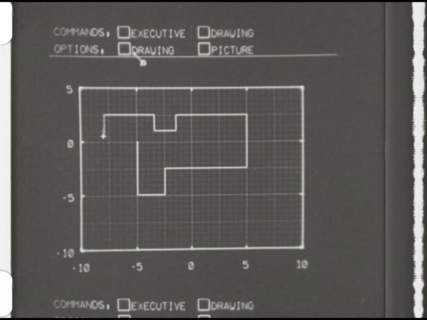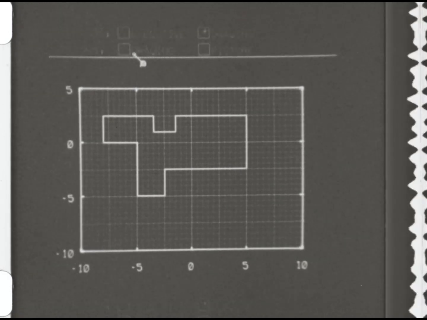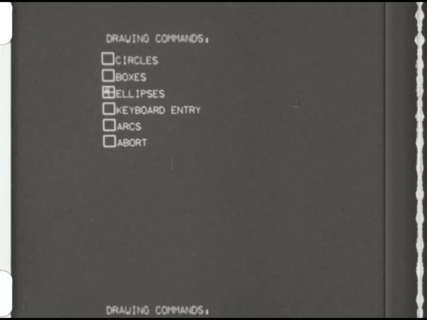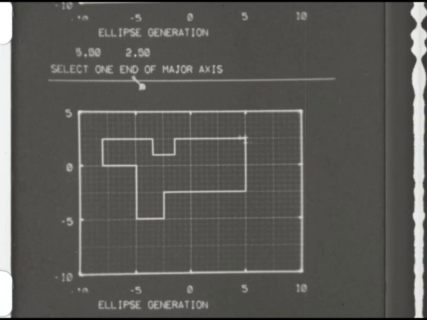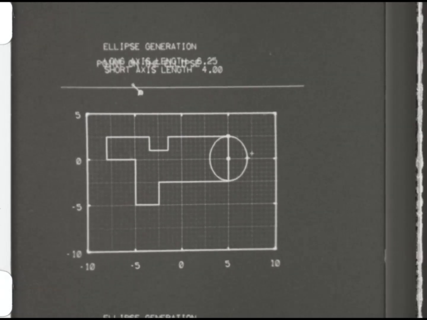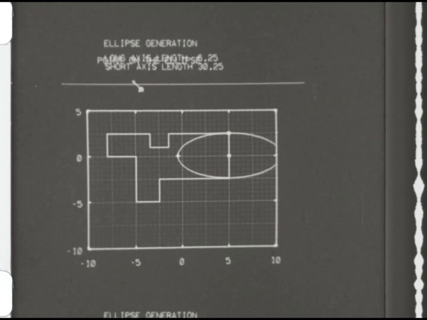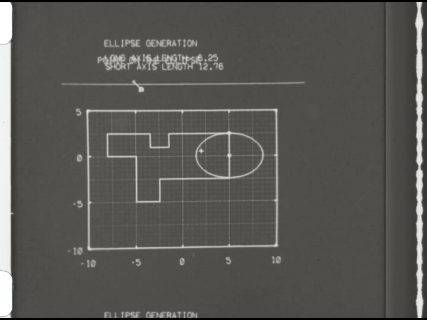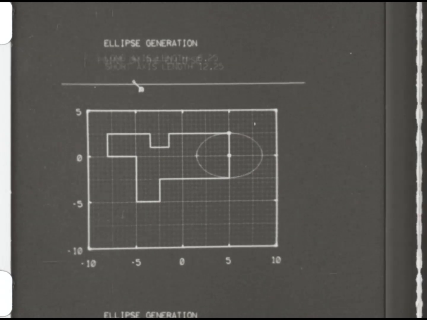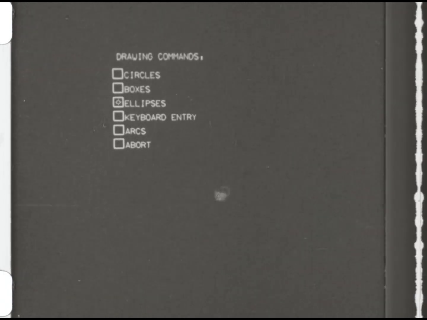Let me create a random machine part. Suppose we want to have an ellipse over here. And we'll put the two ends of the axis there, and we can stretch it out. Whoops, I lost it. Let me throw an ellipse down here.